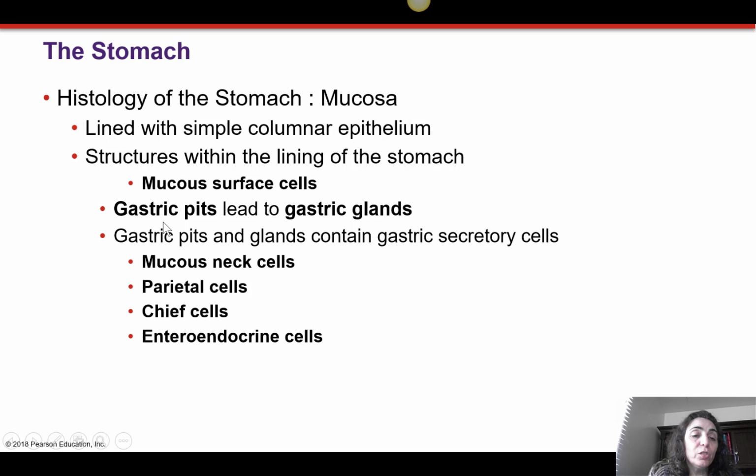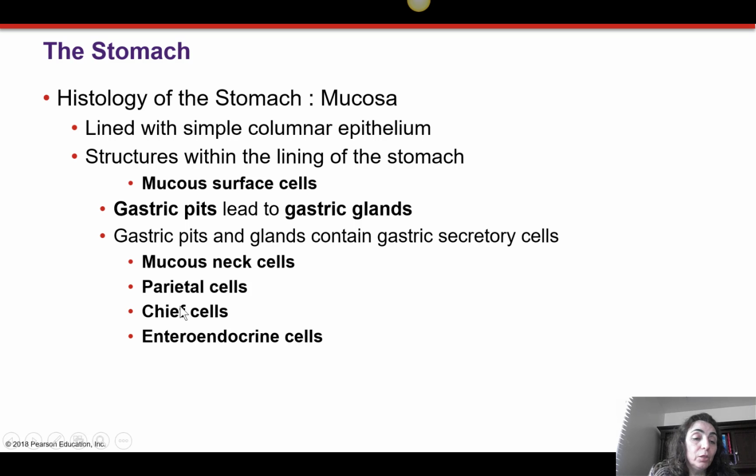Then we have gastric pits, which, as I showed you, lead to the gastric glands, and I will show you a more detailed picture of those. Gastric pits and glands contain several gastric secretory cells, which include mucous neck cells, parietal cells, chief cells, and some cells we call enteroendocrine cells.